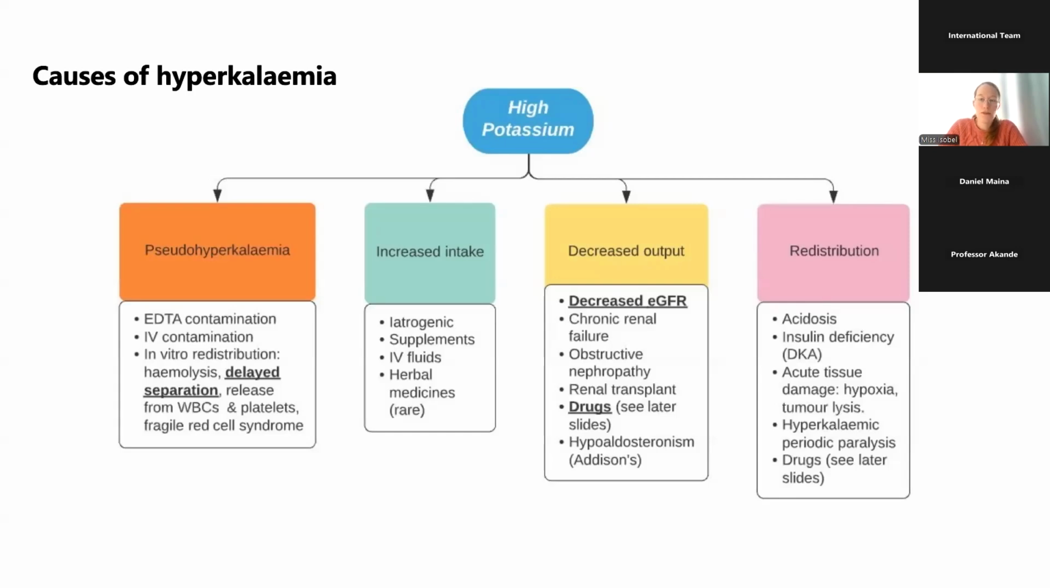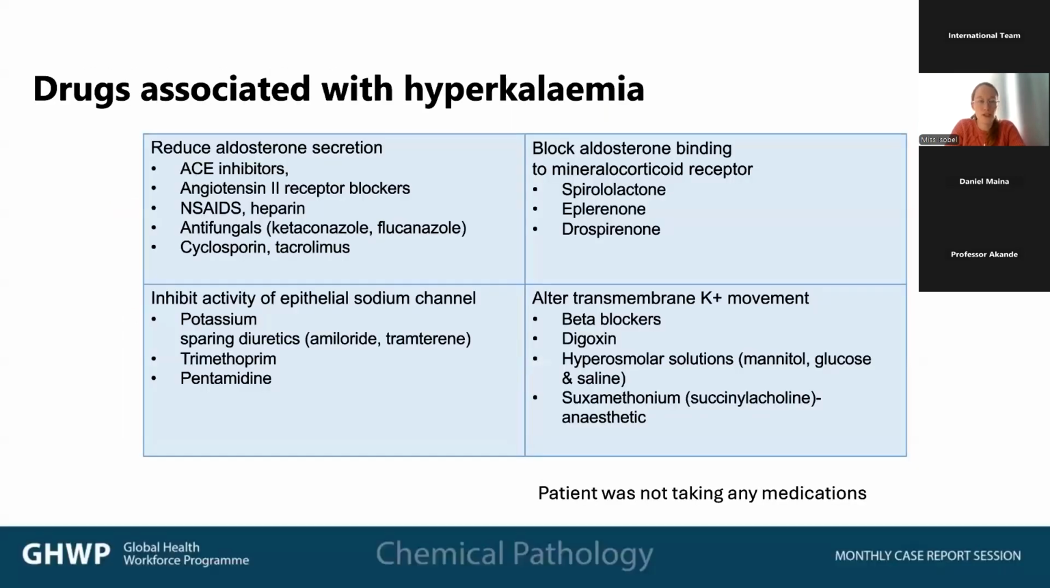Redistribution is another really important cause. So acidosis, insulin deficiency, so the opposite of what we saw in the other case, acute tissue damage, tumor lysis, so when the patient has been given a drug for cancer, for example, and suddenly those tissues are all broken down in the body as the drug takes effect, you can suddenly get release of potassium into the bloodstream. And hyperkalemic periodic paralysis.